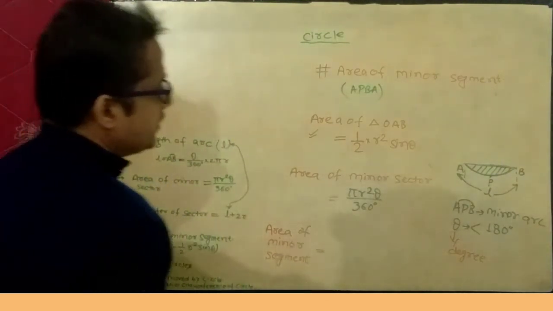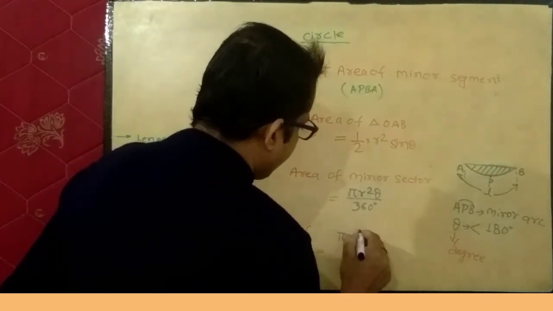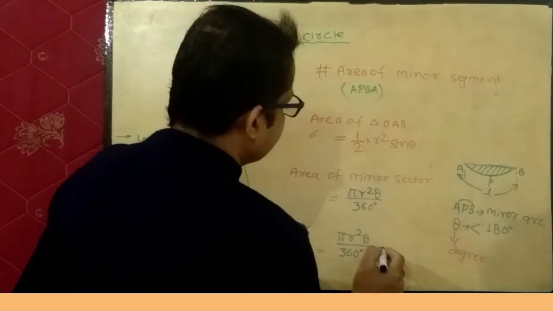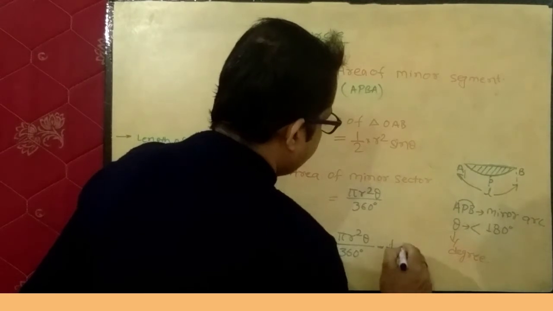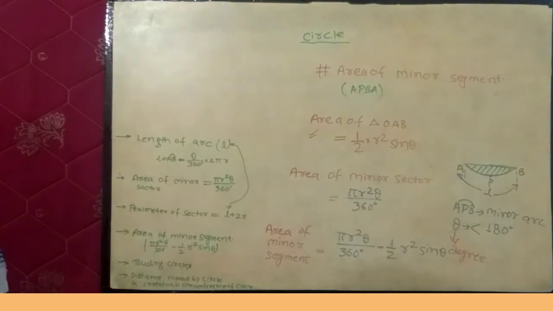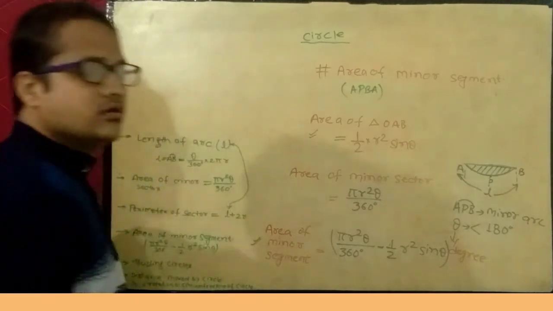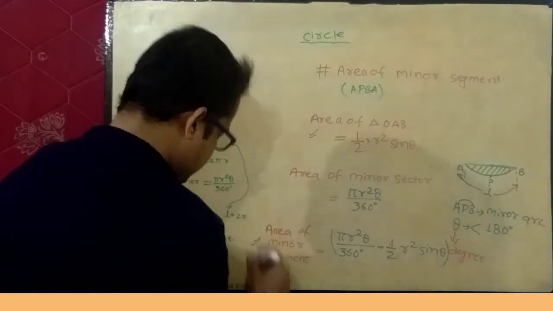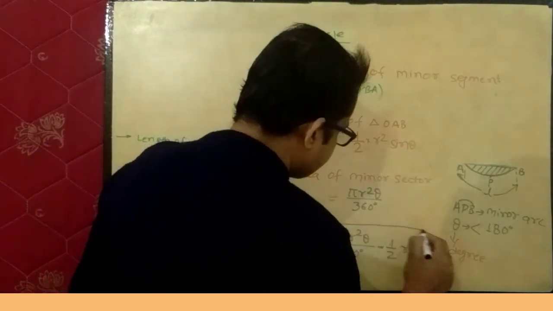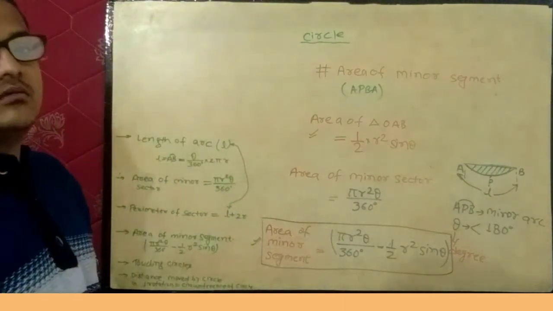So finally area of minor segment equals to area of minor sector minus area of triangle. So pi r square theta upon 360 degree minus half r square sin theta. This is formula to calculate area of minor segment. This is the final formula. By using this formula, you can calculate area of minor segment.